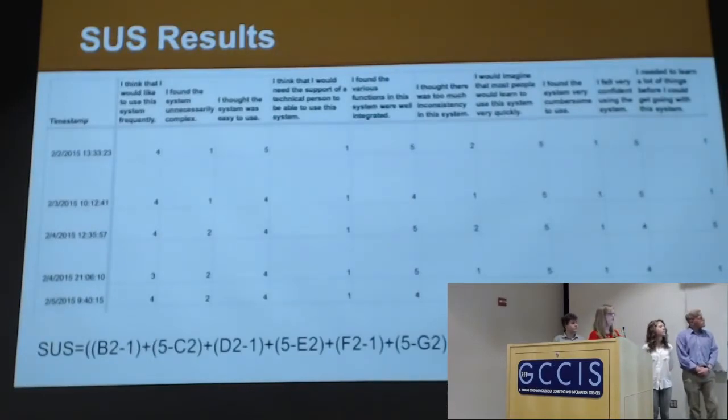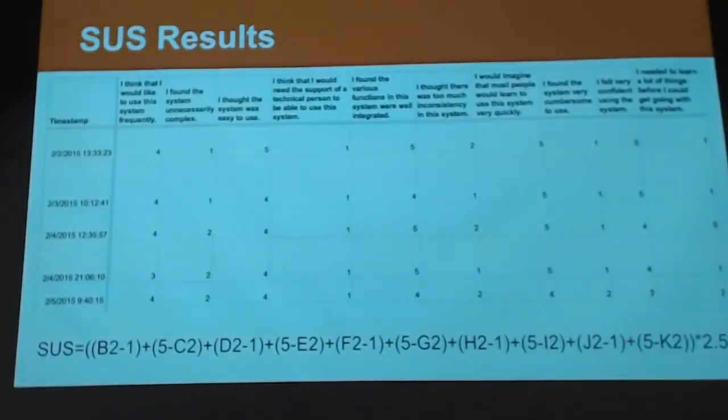Okay, so these are some of the results. We took them completely anonymously, so I don't know whose results were whose. All I know is whether they were a student, employer, evaluator, or administrator. So I just got this big spreadsheet, and the formula at the bottom is actually what I used to calculate the final score out of 100.